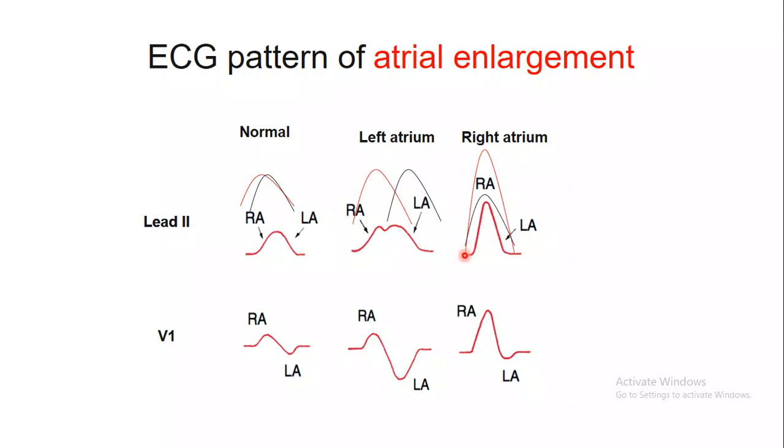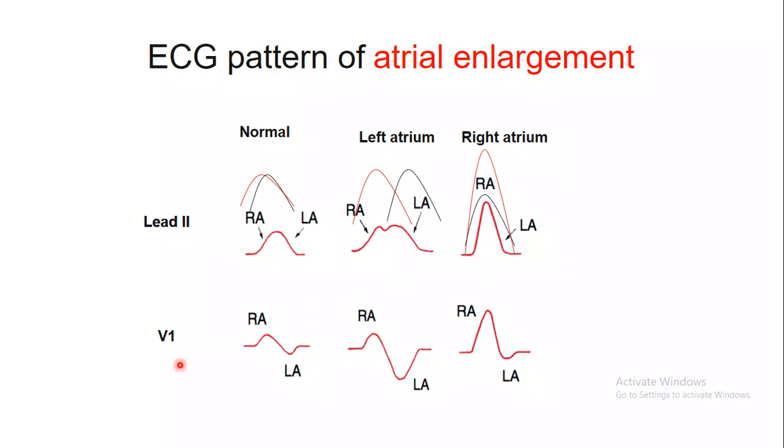On the other hand, if we have right atrial enlargement, the voltage and the duration of the right atrial wave will become predominant and summated over the left atrial wave, causing a tall, big P wave in lead 2. It is called P pulmonale because it is common with chest problems that cause right-sided heart dilatation.